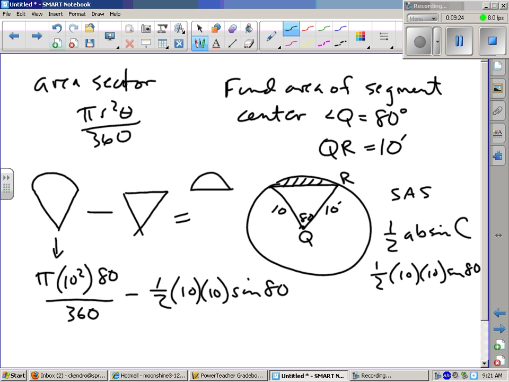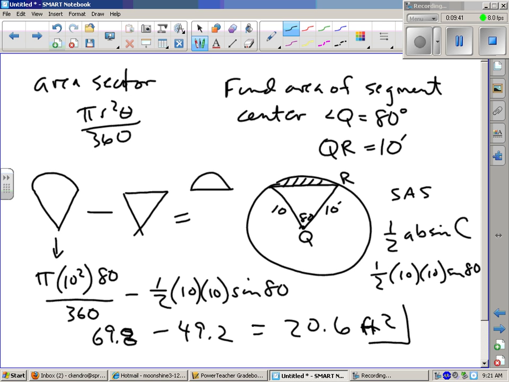Working those out, I get 69.8 here and 49.2 for this one. So I got a total of 20.6 feet squared for the area of the segment. So you just have to have a plan of action. Drawing it out real simply like I did here might help figure that out, and then just use the formulas to do all the work for you.